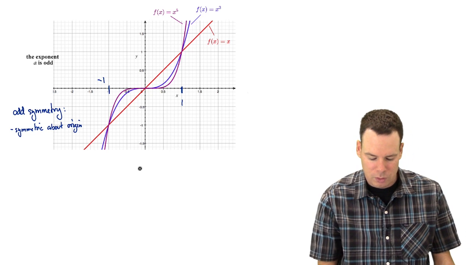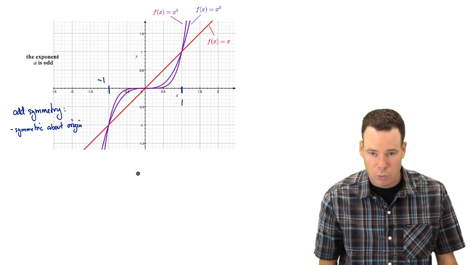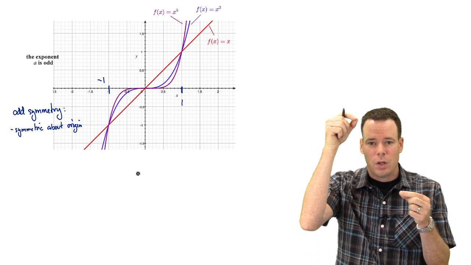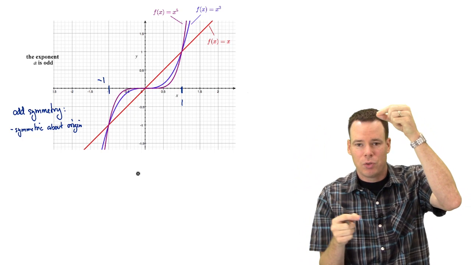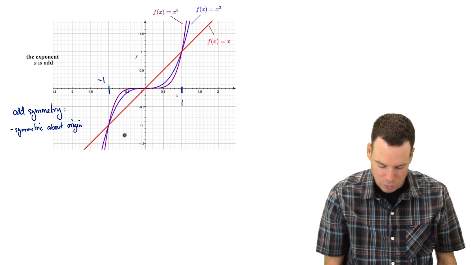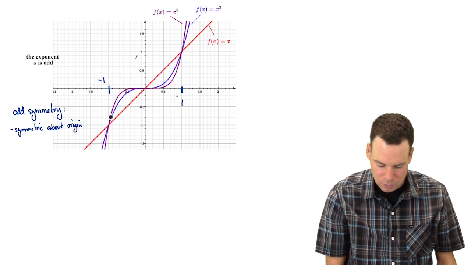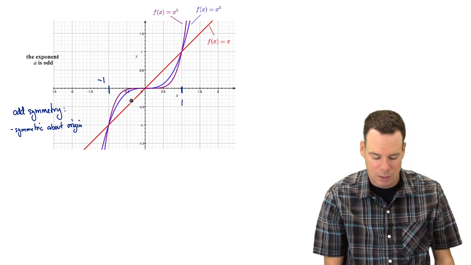So in even symmetry, there was a mirror line. They were symmetric about the y-axis. In odd symmetry, there's a symmetry about the origin. So there's this rotation that happens, 180-degree rotation around the origin, and whatever happens over here, 180-degree rotation, rotates it onto exactly what's going to happen down here.